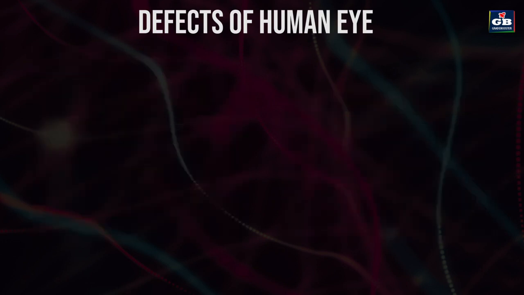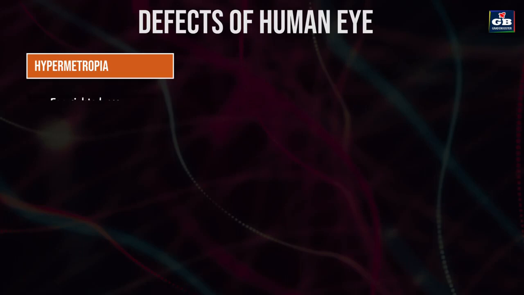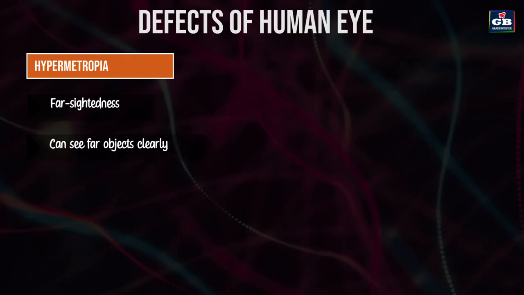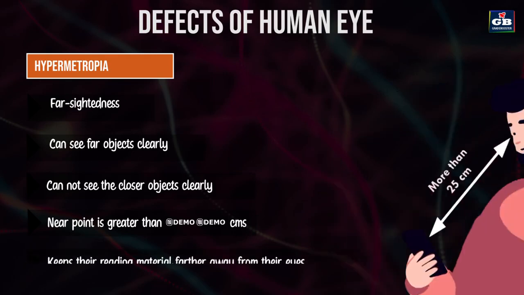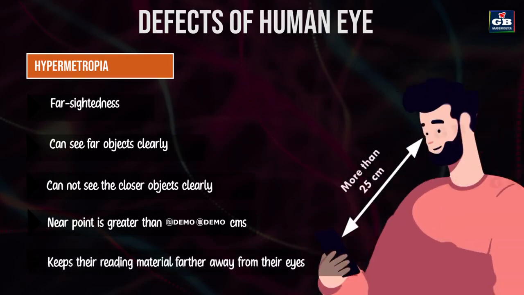Next one, hypermetropia. This defect of the eye is called farsightedness. Persons with this defect can see the far objects clearly, but cannot see the nearby objects clearly. We learned that the normal near point of the human eye is 25 centimeters. But for a hypermetropic person, the near point is farther away from 25 centimeters. That means beyond 25 centimeters. So at 25 centimeters distance, they will not be able to see it clearly. Their vision will be blurred.